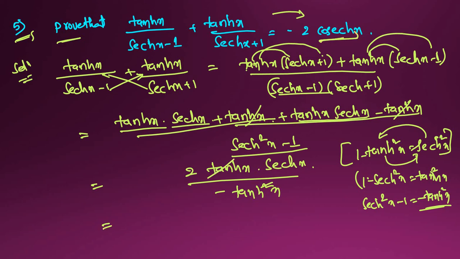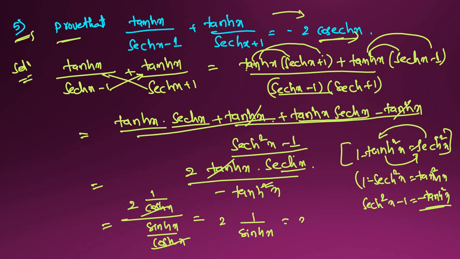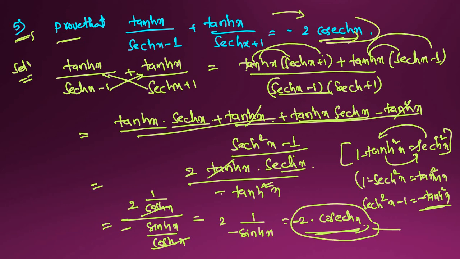So what do we have to do? We have to get cosh x. So here this sech x I will write as 1 by cosh x, 2 into sech x, and divided by this, sinh x divided by cosh x I will write here. So these two will get cancelled. 2 into 1 by sinh x will remain. So it will become 2 into cosech x. So minus is there, so this minus will come here. So it will become minus 2 into cosech x. So this is what we have to prove. So this is one.